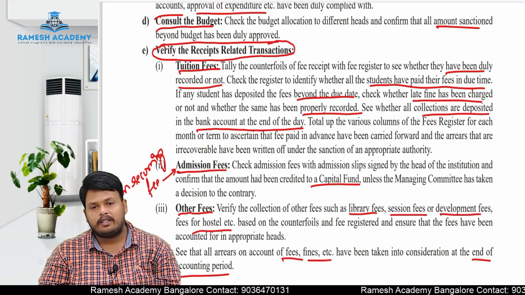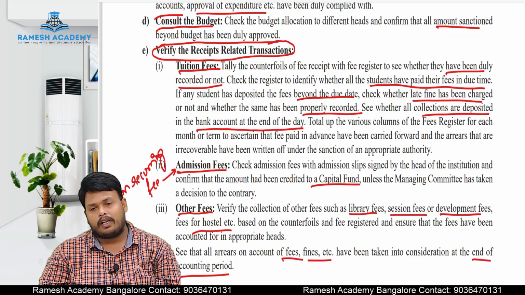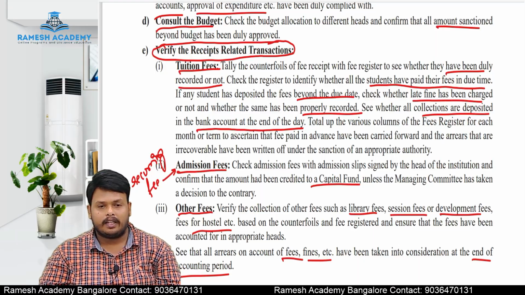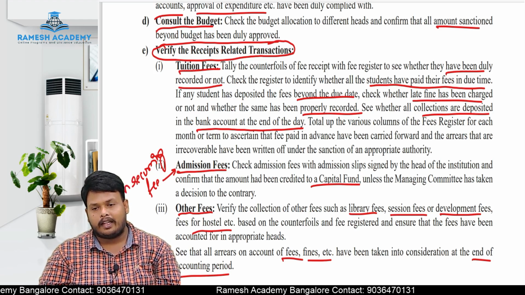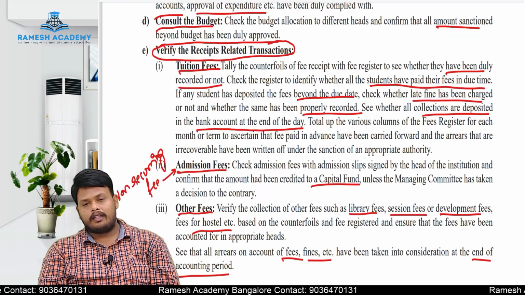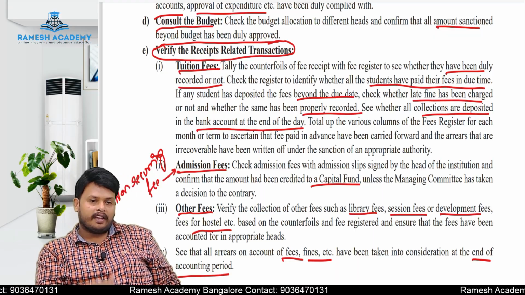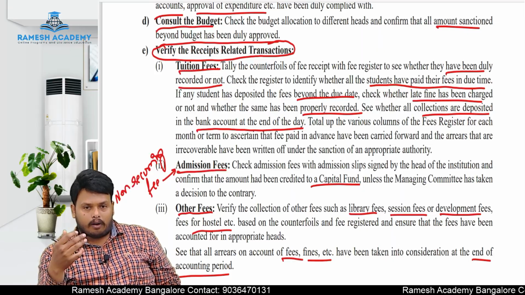And the second one is tuition fees. This is a recurring fee which will be received from the students. So the auditor has to check whether these fees are being received from the students or not, and he has to check with the fees register also, and he has to check with counter files whether they are matching or not. And the second thing is whether all the students are paying the fees on time or not.